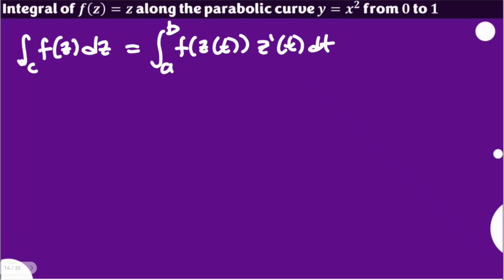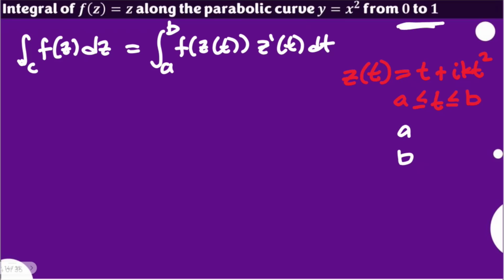Now, our parameterization for a parabolic curve, already identified in one of the videos, is expressed as t plus i k t squared. If you're not yet convinced of this, you can always review that video. It's on this playlist as well, where our t is between a and b. From this perspective, you can automatically solve for a and b, because we know that the path is along the curve y is equal to x squared from 0 to 1. So a is 0, b is 1.